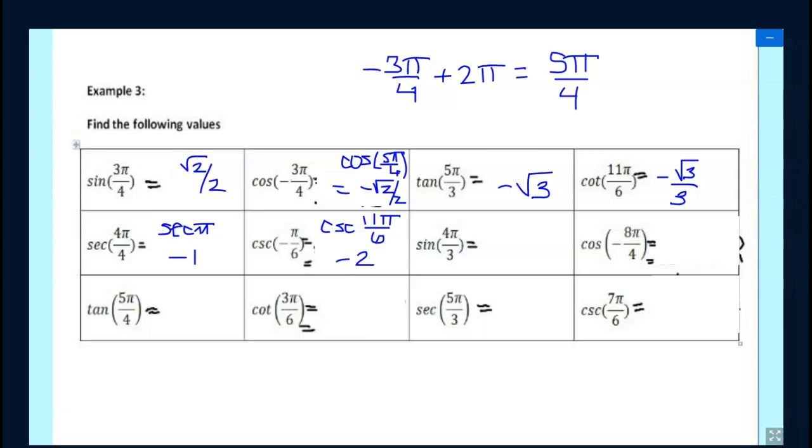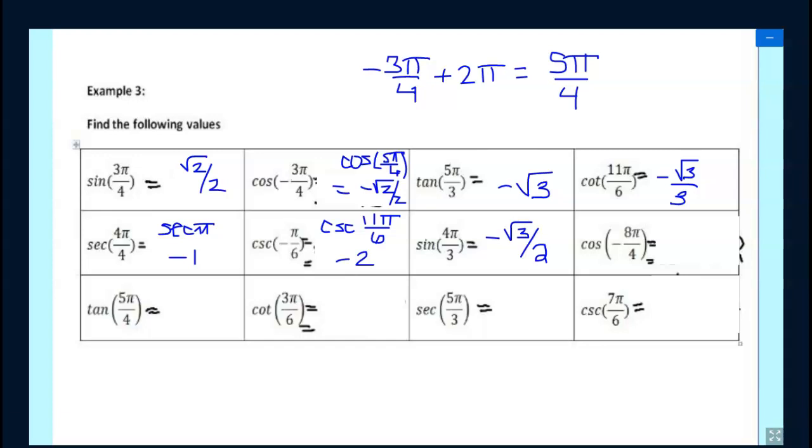Sine of 4π thirds. So 4π thirds lives in quadrant 3. The sine of 4π thirds is going to be negative root 3 over 2. Because again, any π thirds for sine is root 3 over 2. And then because we're in quadrant 3, it is negative.